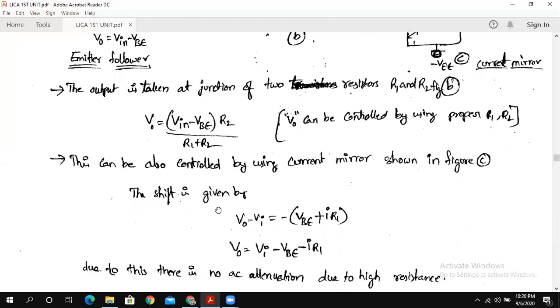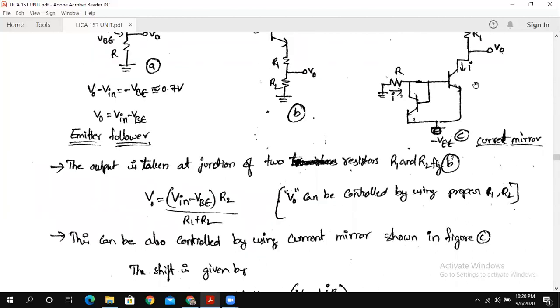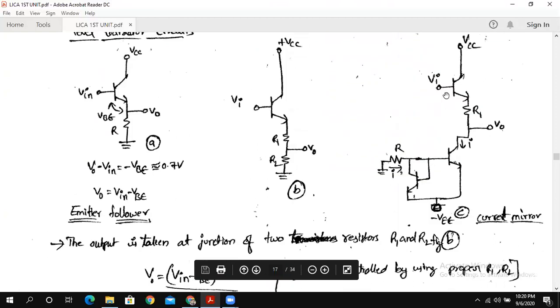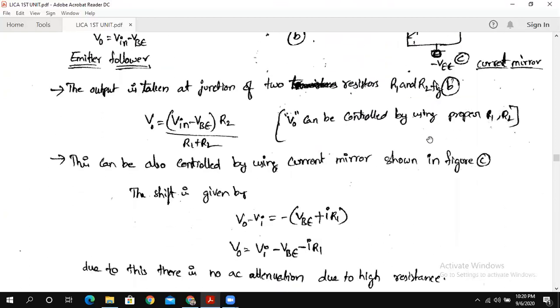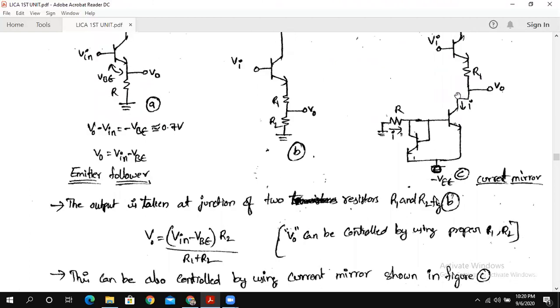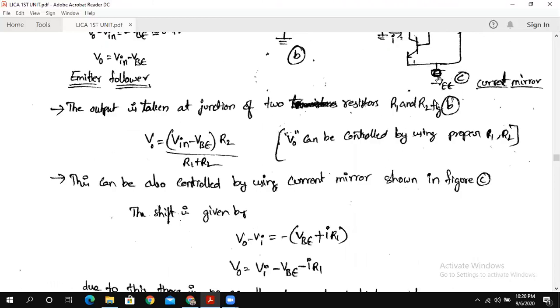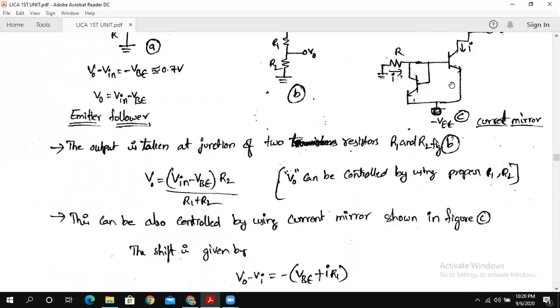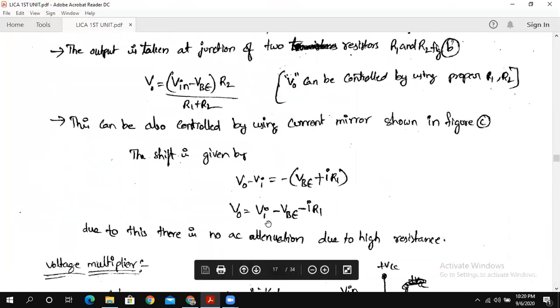So see here, the shift is given by, from this circuit, we can write that the shift is given by V0 minus Vi is equal to minus VBE plus I into R1. So V0 minus Vi is equal to minus VBE, the base emitter voltage for this transistor, plus I into R1. The current flowing through this R1 is nothing but I, so I into R1 is the drop across this R1. So V0 is equal to Vi minus VBE minus I into R1.